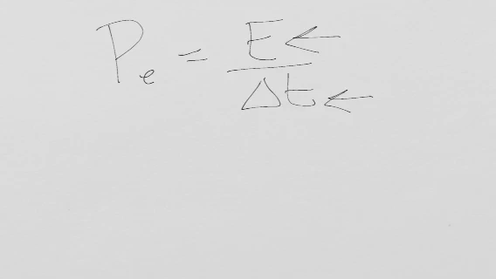What does PE actually stand for? Big P, little e. PE stands for electrical power. And the formula reads that electrical power is equal to the amount of energy a machine transforms per second. Power is measured in watts.